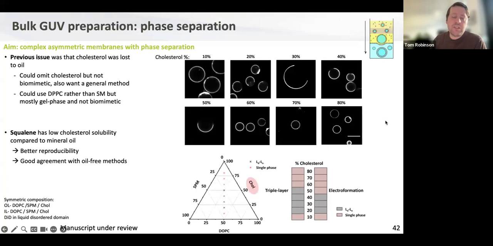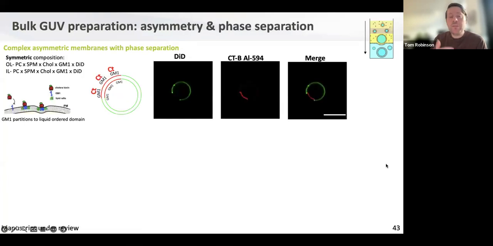We also map this out on a phase diagram for those of you who are interested. We vary the amount of cholesterol to map out where we get liquid ordered and liquid disordered phase separation. And when we compare this to an oil-free method such as electroformation, which is the gold standard method for making phase-separated membranes, we get pretty good agreement. So we're pretty happy with that. So what can we do with this?